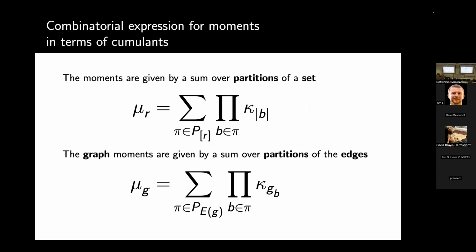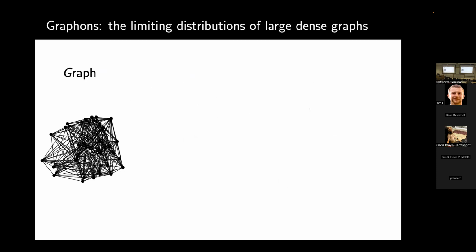I just repeated the formula so we see the analogies: in one case, a partition of a set of things, now a partition of the edges. Okay, so we're talking about distributions. What graph distribution are we going to look at? Let's focus for now on undirected graphs. With graphs, if you plot them, it's hard to visualize.